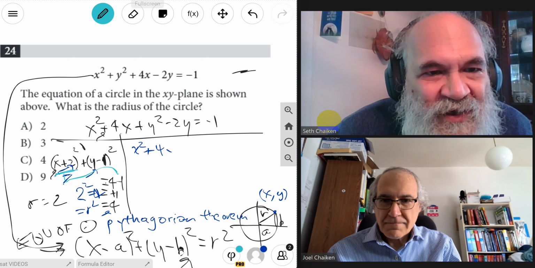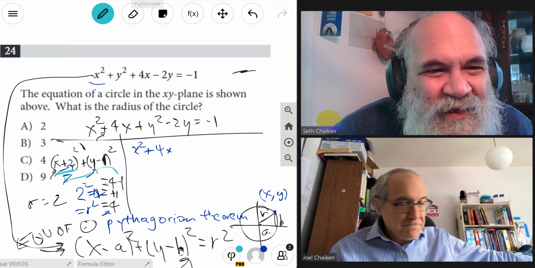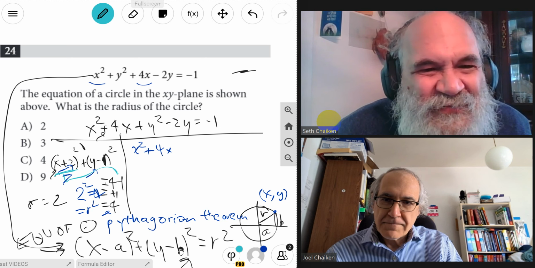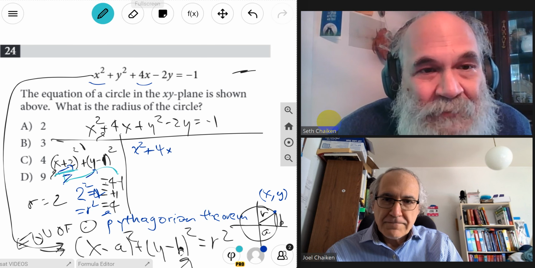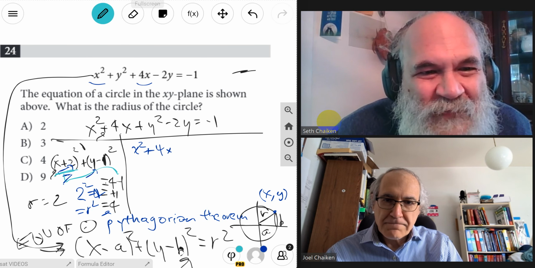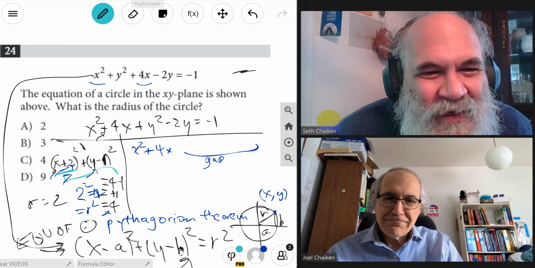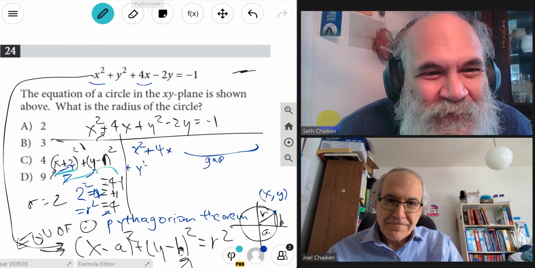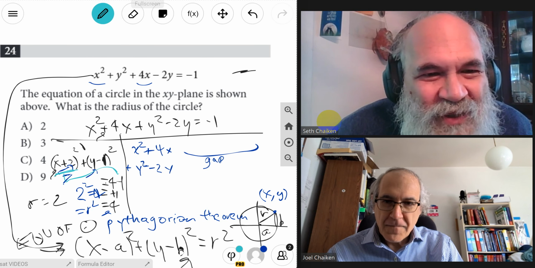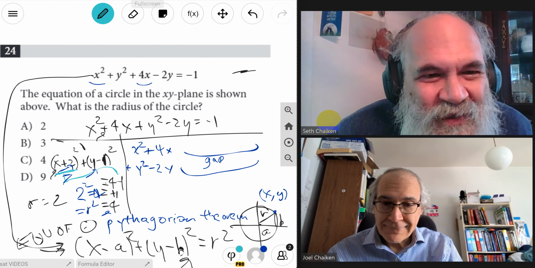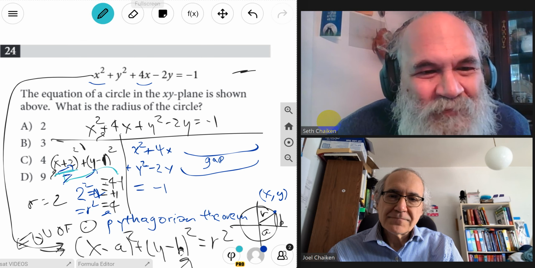So I put the terms with x's first. I leave a gap. This is not a clothing store, but a space on your worksheet. Plus y squared, y squared minus 2y plus a gap, equals minus 1.